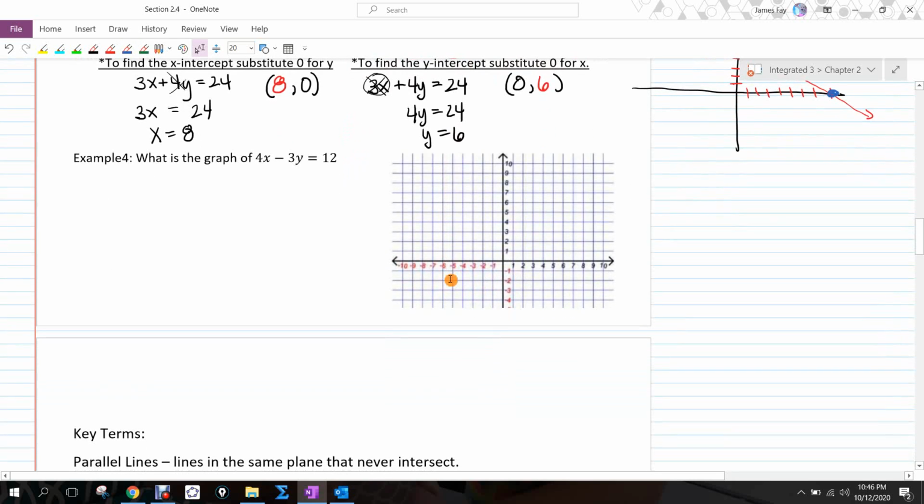Alright, so we'll do another example here. It says, what is the graph of 4x minus 3y equals 12? 4x minus 3y equals 12. So, if I want to find the x-intercept, that's when y is 0. If I want to find the y-intercept, that is when x is 0. So I always write that down, because it tells me what to substitute.